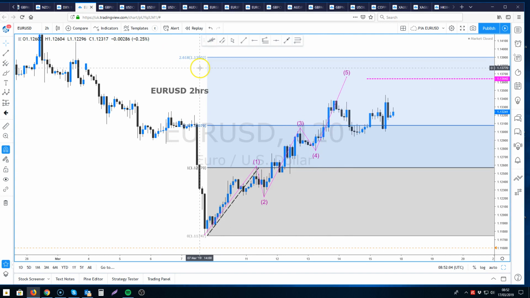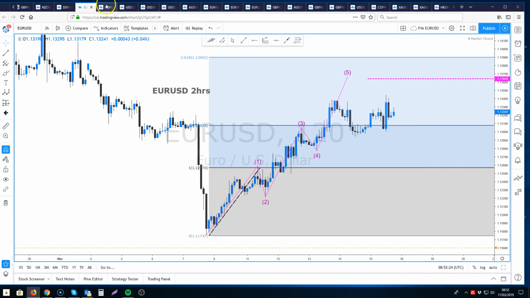Now, 261.8% is located at 113.90. We've got some bespoke resistance at 113.65. Scope for further buying at the beginning of the week, but similar to the dollar index, I think that upward pressure is going to be limited, at least for the time being.